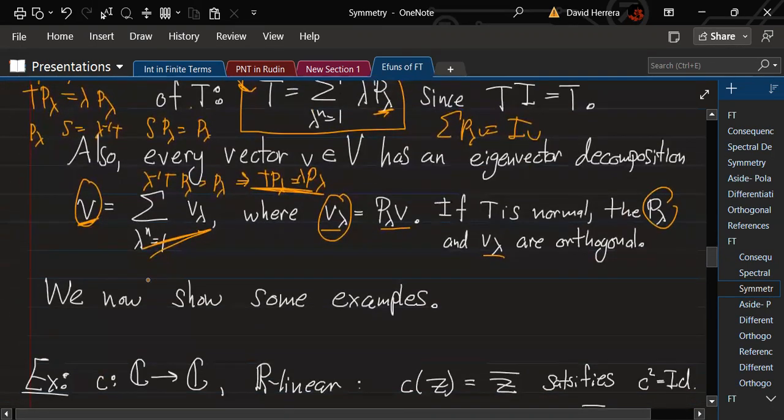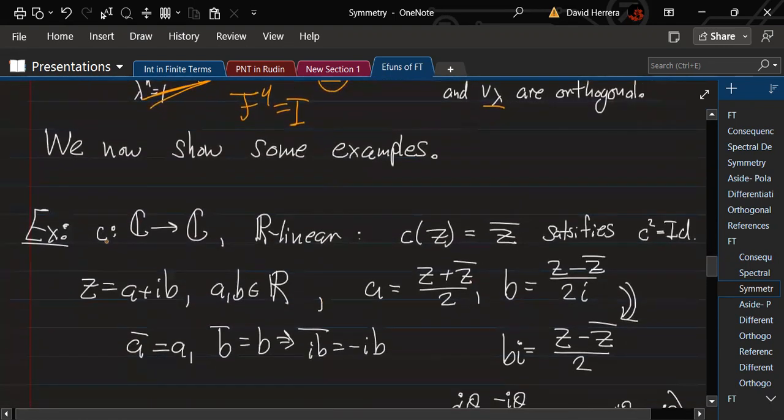Okay, so all of that was very abstract. We did this to explore the Fourier transform to the fourth power being the identity. However, there are some natural examples that you've likely seen before. So let's consider this example, which is C to C. It's going to be an R-linear map, which means that it respects real numbers as far as linearity goes. However, we are going to define it to be complex conjugation. So this right here is going to be R-linear, but it's not linear as a map of C vector spaces, because it doesn't respect complex numbers very much. It doesn't respect the i.